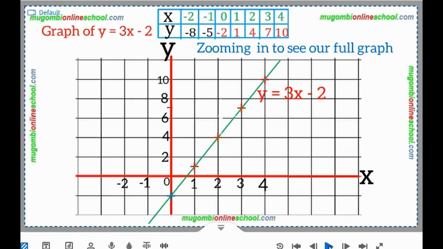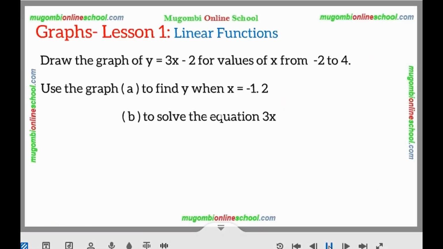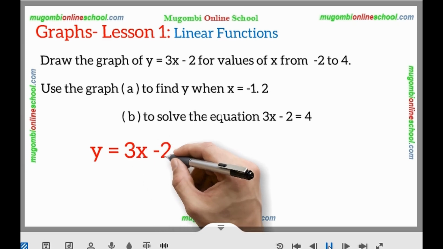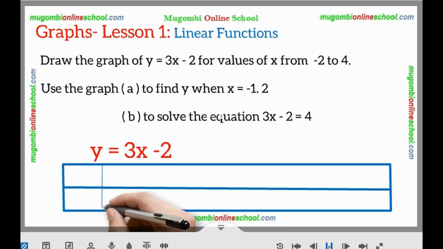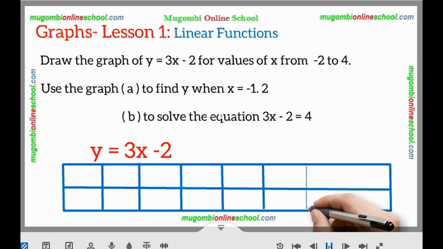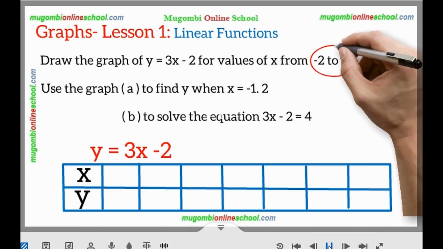Linear graphs. Lesson 1. Linear functions. Draw the graph of y is equal to 3x minus 2 for values of x from minus 2 to 4. Use the graph to find y when x is equal to 1, minus 1.2, and to solve the equation 3x minus 2 is equal to 4.